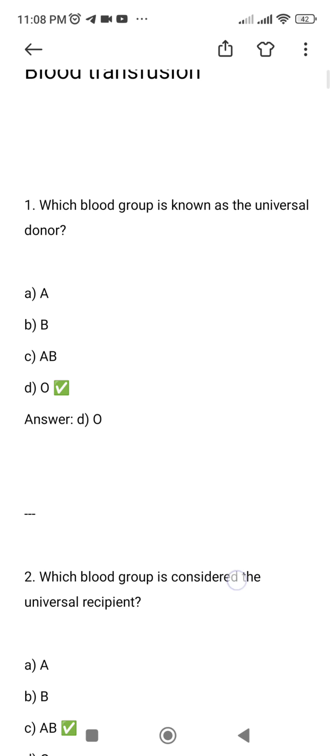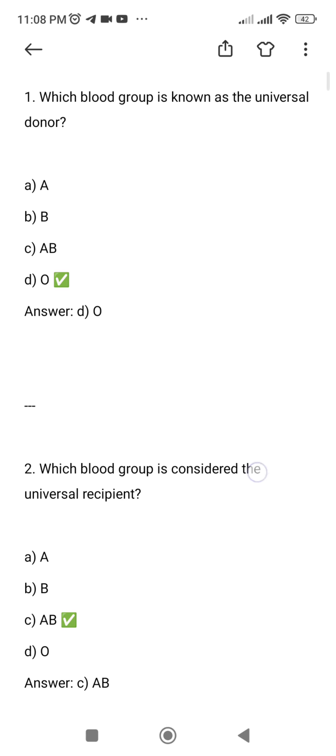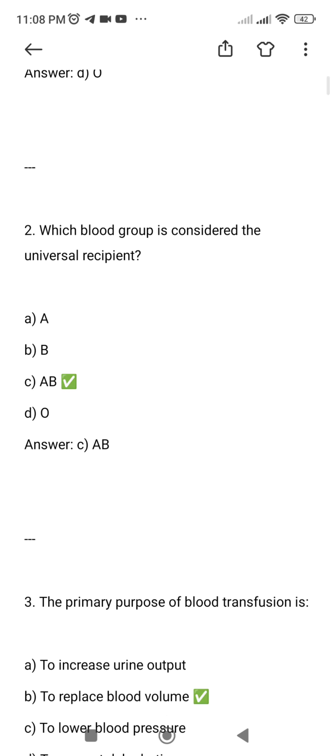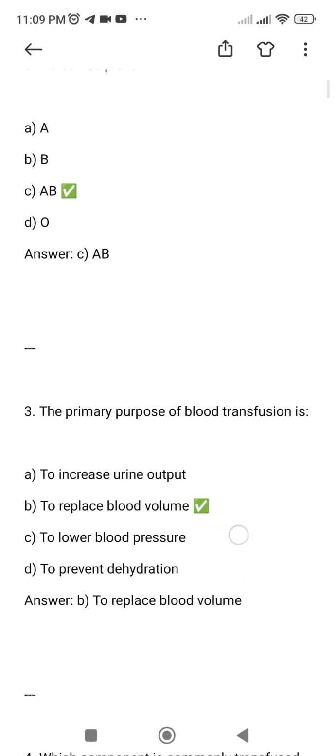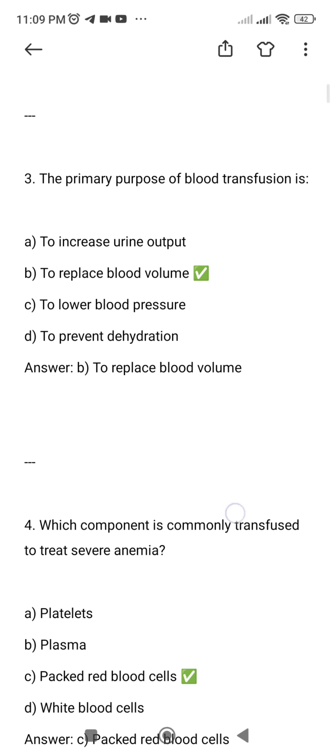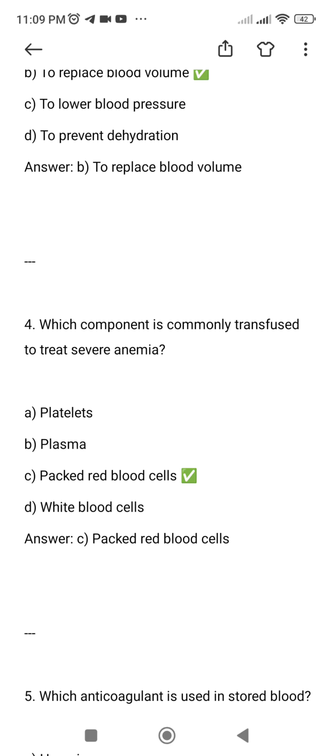Which blood group is known as the universal donor? O. Which blood group is considered the universal recipient? AB. The primary purpose of blood transfusion is to replace blood volume. Which component is commonly transfused to treat severe anemia?